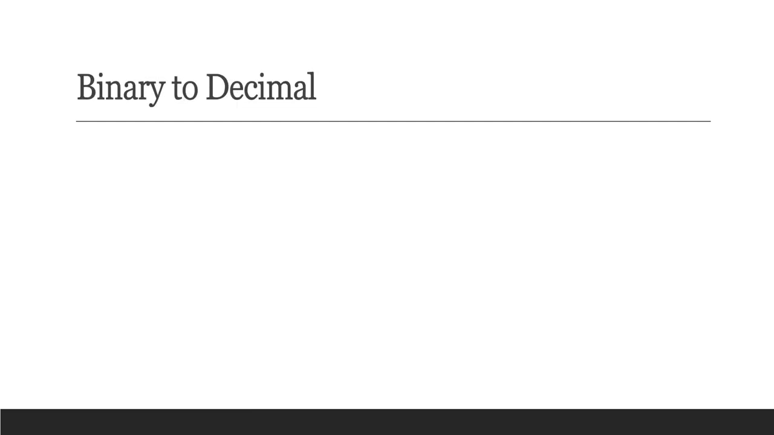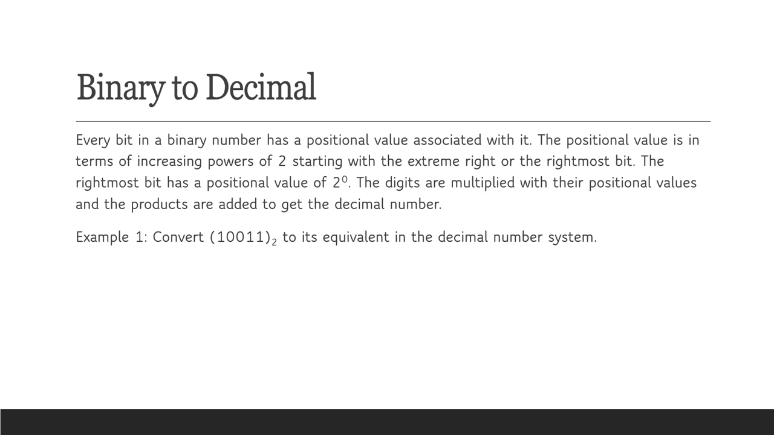Binary to decimal. Every bit in a binary number has a positional value associated with it. The positional value is in terms of increasing powers of 2, starting with the extreme right or the rightmost bit. The rightmost bit has a positional value of 2 to the power 0. The digits are multiplied with their positional values and the products are added to get the decimal number.